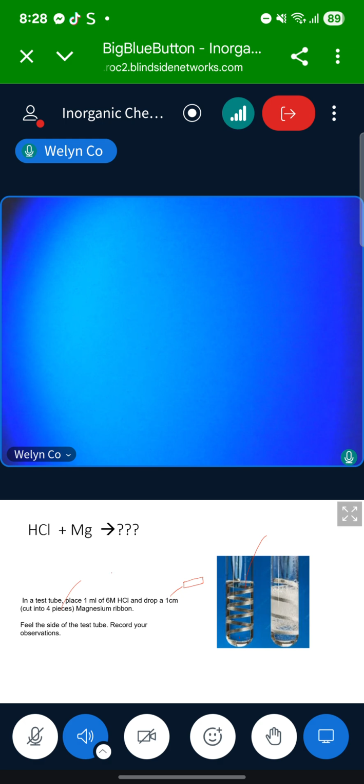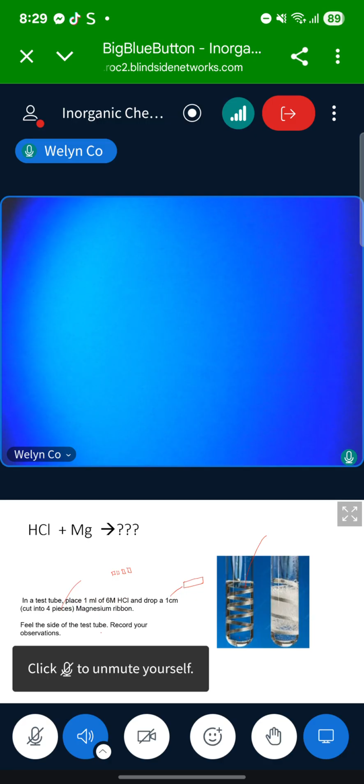Whereas, pag 4 pieces yan, maraming maliliit na naka-expose doon sa solution mo. Surface area itong pinag-uusapan. The faster it dissolves. Okay? So you have to feel the side of the test tube. And then you have to record your observation. While the chemical change occurs, nakikita mo there is the formation of bubbles. And the bubbles determine the release of hydrogen. Okay, so ibig sabihin, there is a chemical reaction that has taken place.